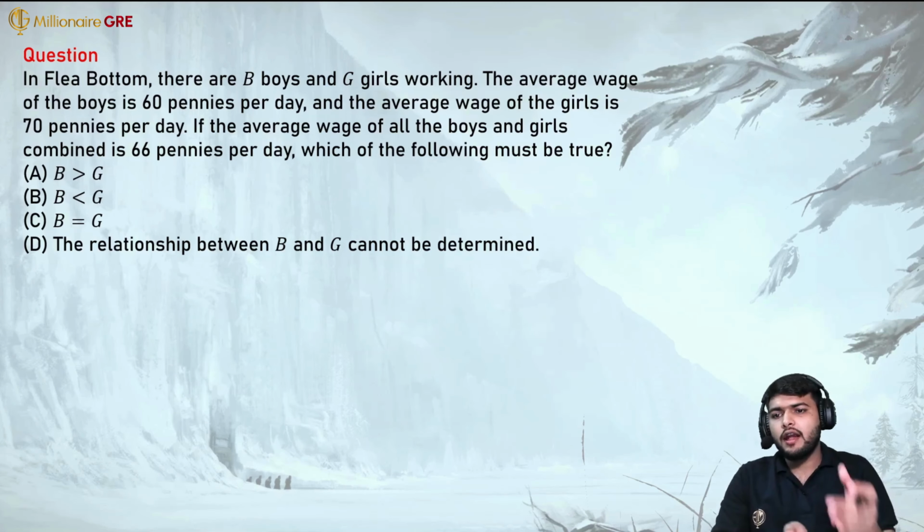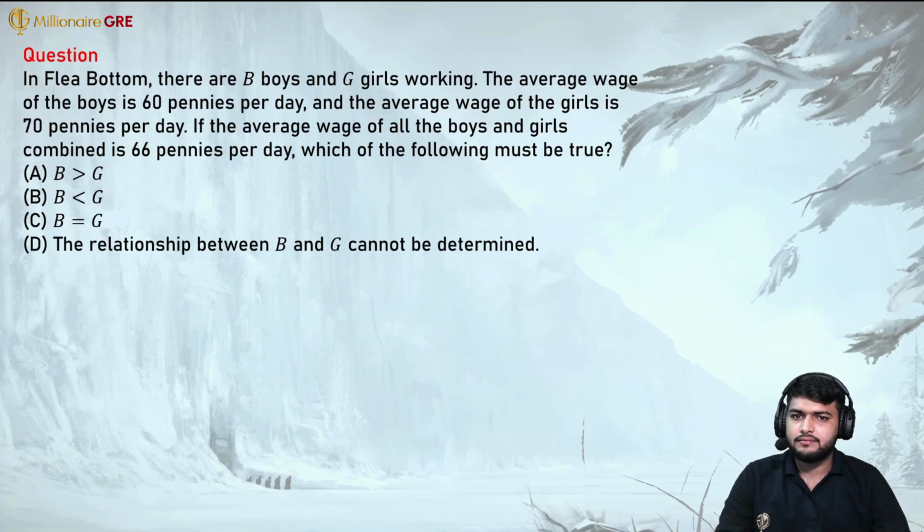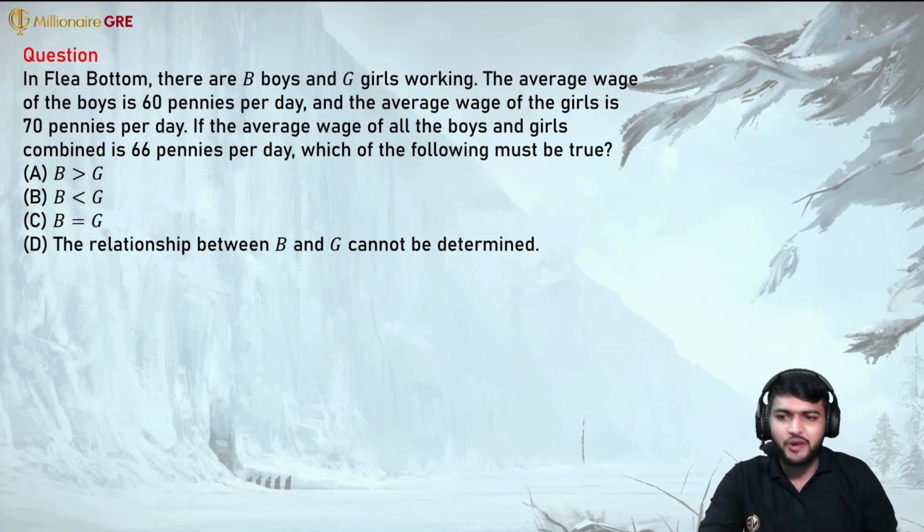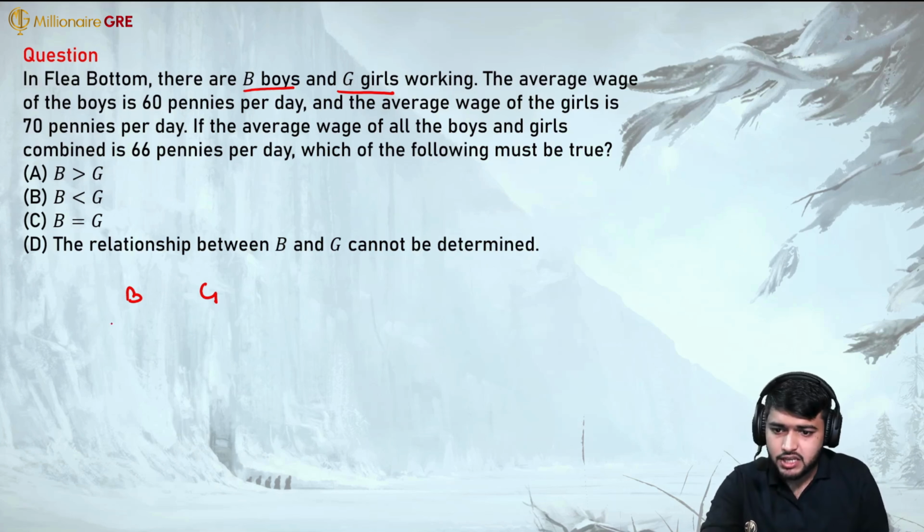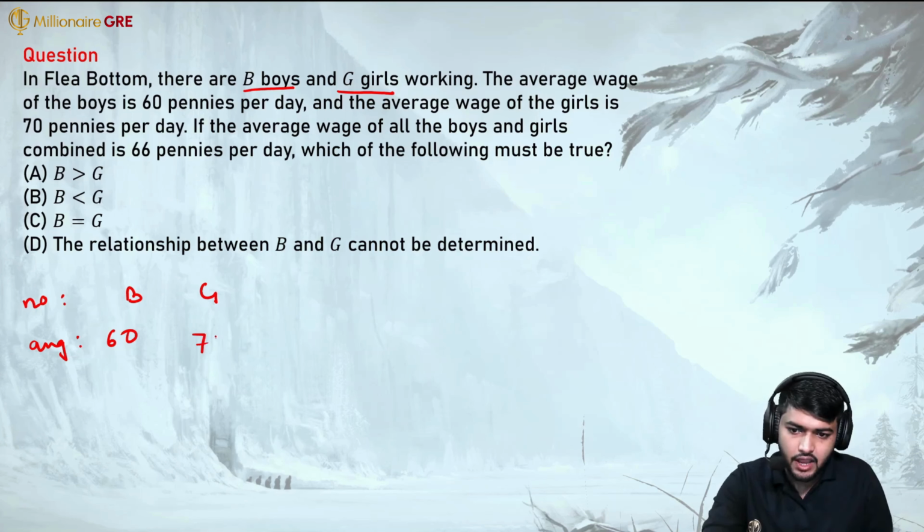Pause the screen and give this question a try. I hope you have done so. Now let's solve it together. In Flea Bottom, there are B boys and G girls. Boys are B, girls are G. The average wage of boys is 60 pennies per day. So average of boys is 60, number of boys are B, and average wage of the girls is 70 pennies per day. Average of girls is 70. And we are told the average wage of all the boys and girls combined is 66 pennies per day. Which of the following must be true?